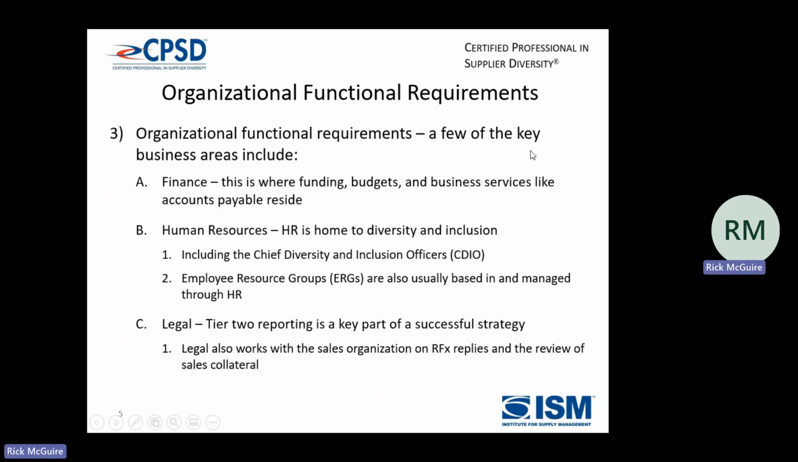Organizational functional requirements. A few of the key business areas include finance. This is where funding, budgets, and business services like accounts payable reside. Human resources. HR is home to diversity and inclusion. Usually HR has the Chief Diversity and Inclusion Officer or the Chief Diversity Officer, CDO. Employee resource groups are also usually based and managed through HR. And legal. Tier 2 reporting is a key part of a successful strategy.